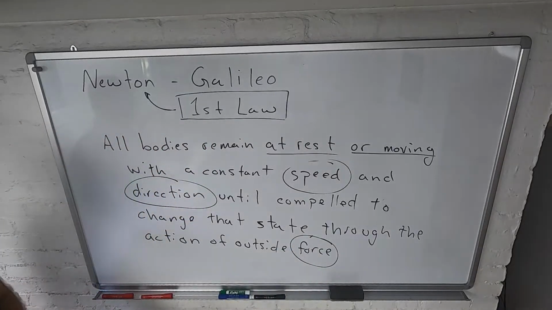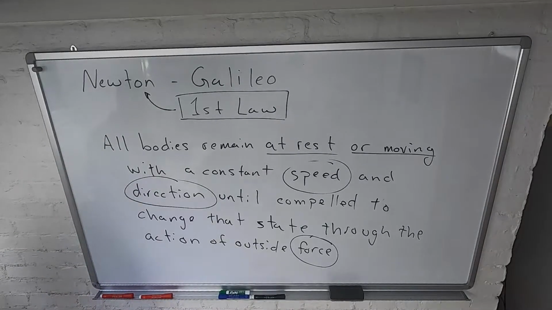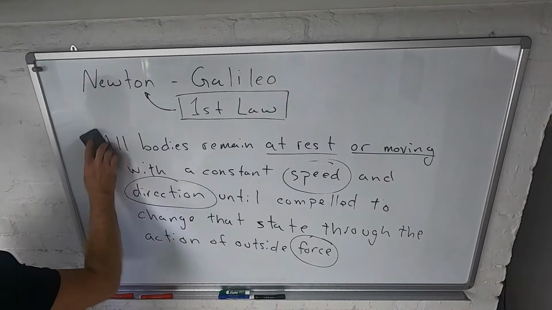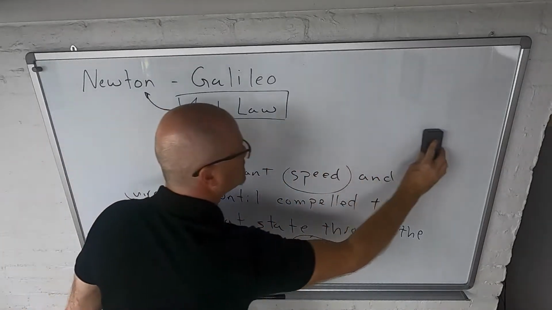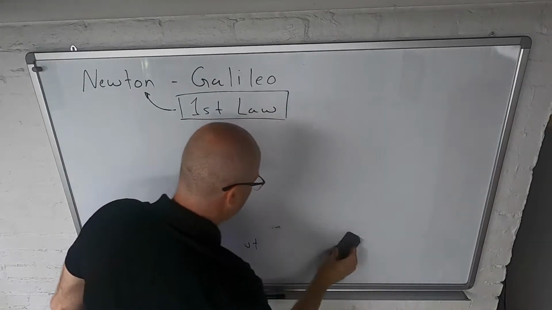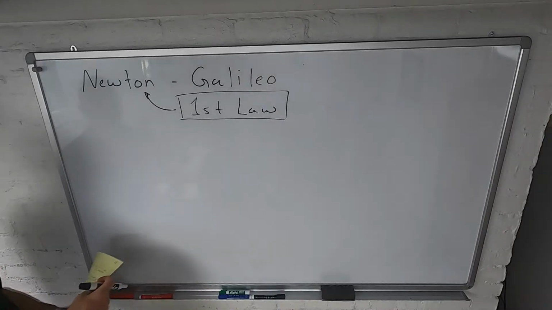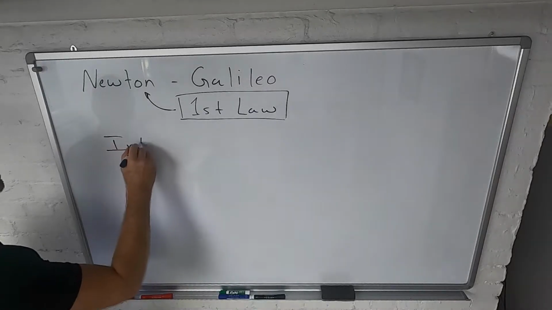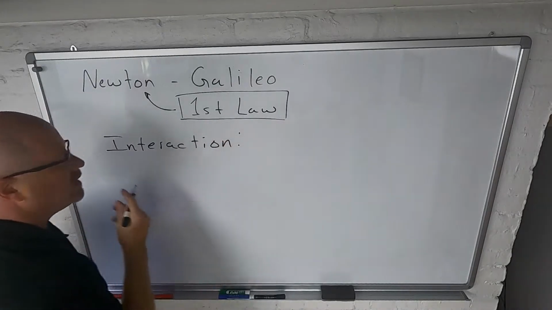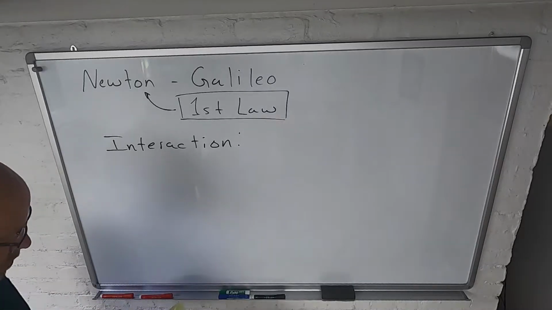Now, these are important attributes that we're going to go through and talk about. This idea of being compelled by an outside force means that there has to be some sort of important thing that changes how something is moving. And that comes through an interaction. Interactions are essential to this course. We're going to talk about how interactions work.